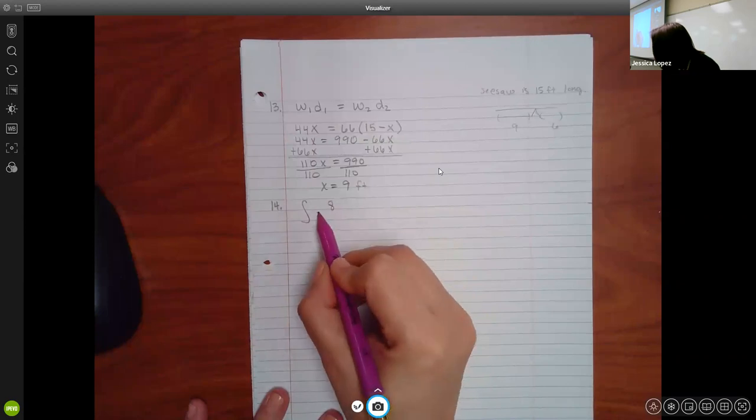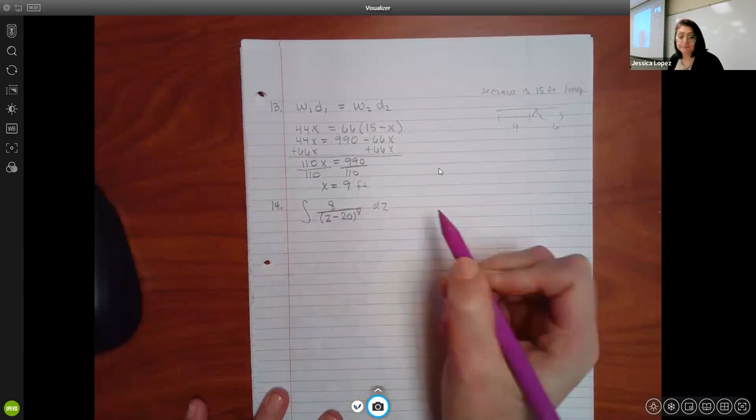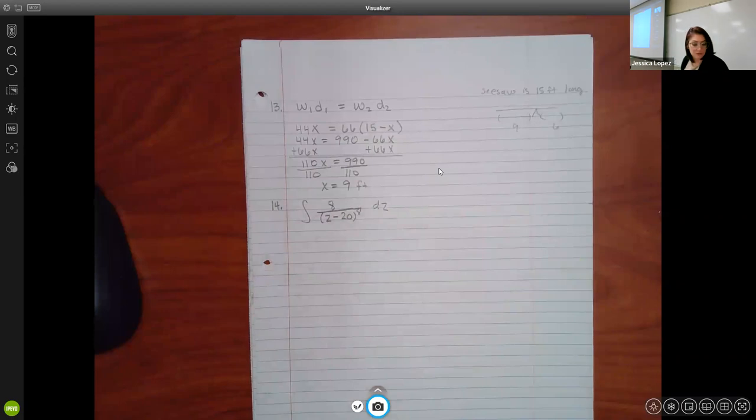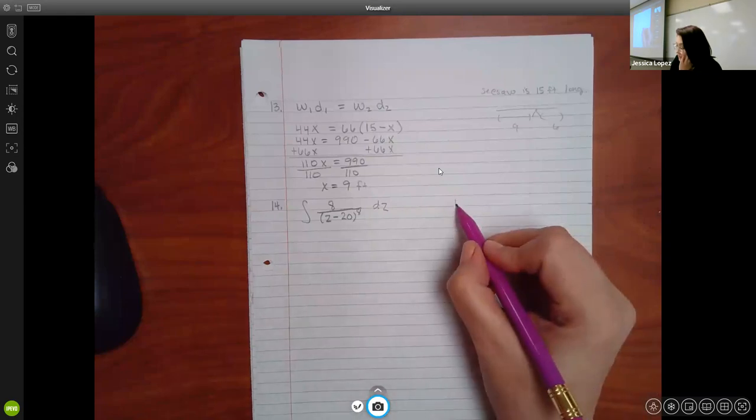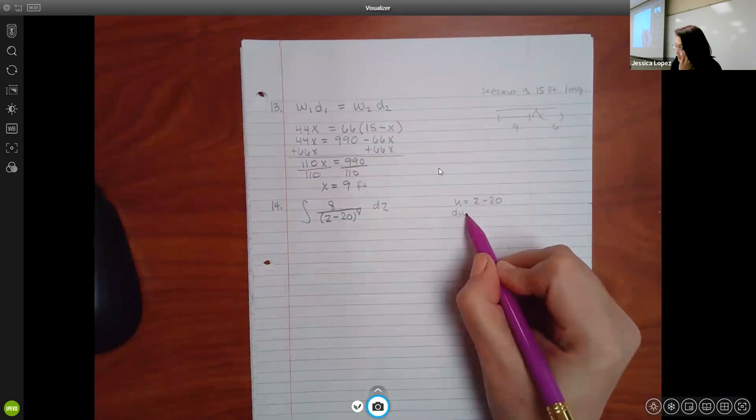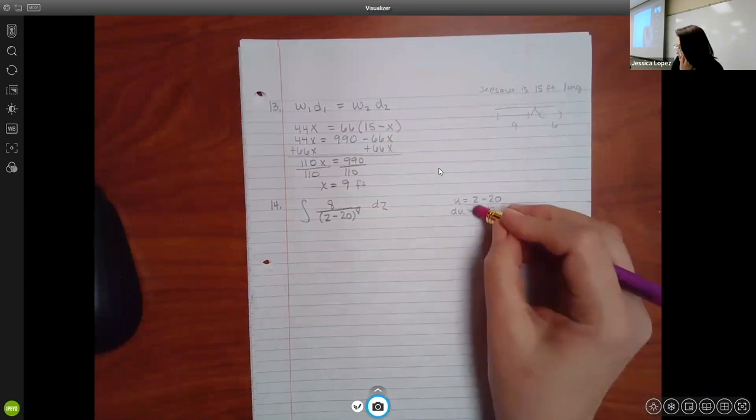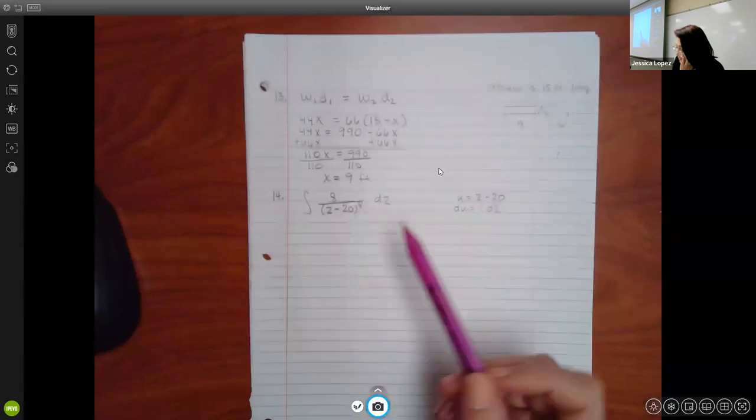So here we have the indefinite integral again. C minus 20 to the 8th power, and then dc. So those are c's, not 2's. Do we have any ideas how to do this one? Let's try u substitution. Okay. So what would you let u equal? C minus 20. Okay. So then du would just be 1, right? dc. You don't even need to write that one, right? So, okay, good. That might work actually.